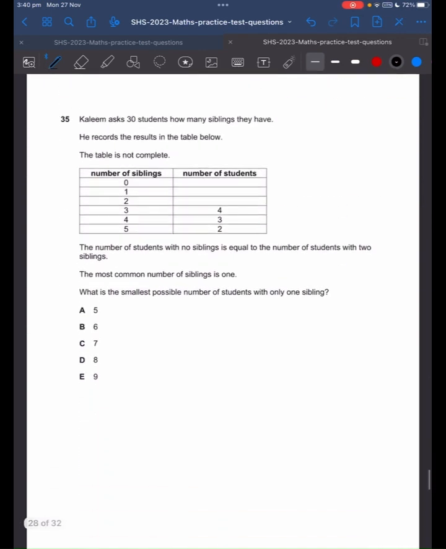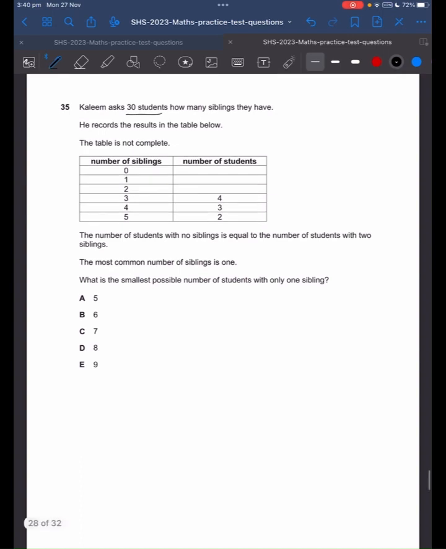Now, last but not least, question 35. For this question, it's important to note that there are 30 students altogether. If you don't recognize that there are 30 students, you may make the mistake of saying there are 5 students with 1 sibling, which is the incorrect answer.